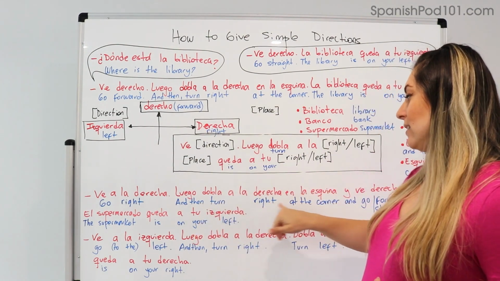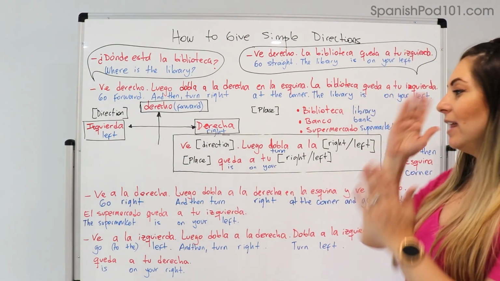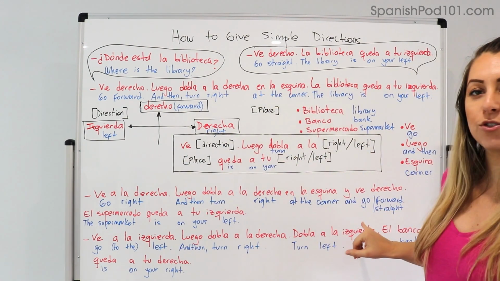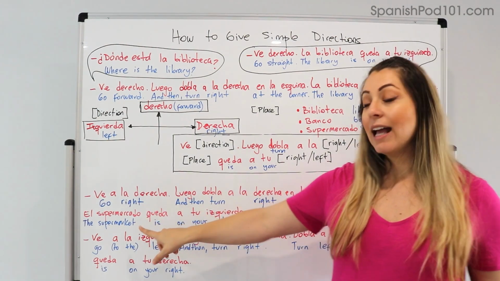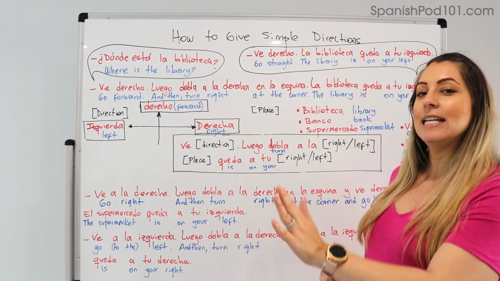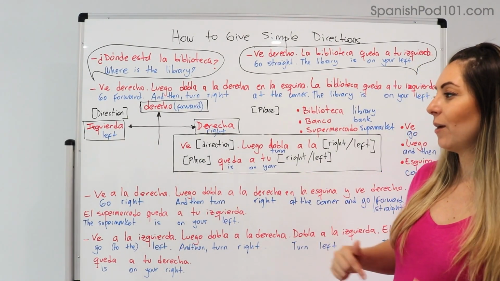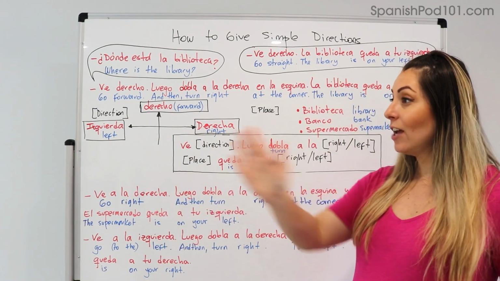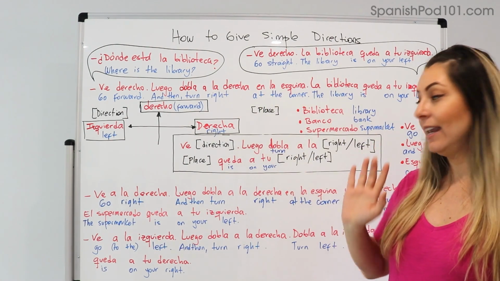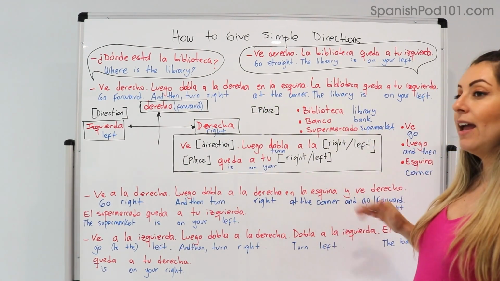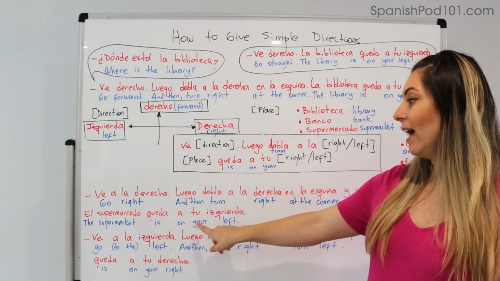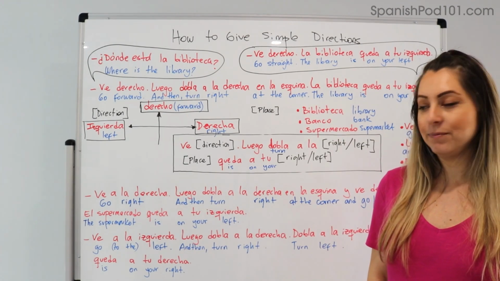And then turn right at the corner. Y ve derecho. ¿Sí? Ve derecho. Go forward or go straight. El supermercado queda a tu izquierda. The supermarket is on your left. Otra vez. Ve a la derecha. Luego, dobla a la derecha en la esquina y ve derecho. El supermercado queda a tu izquierda.